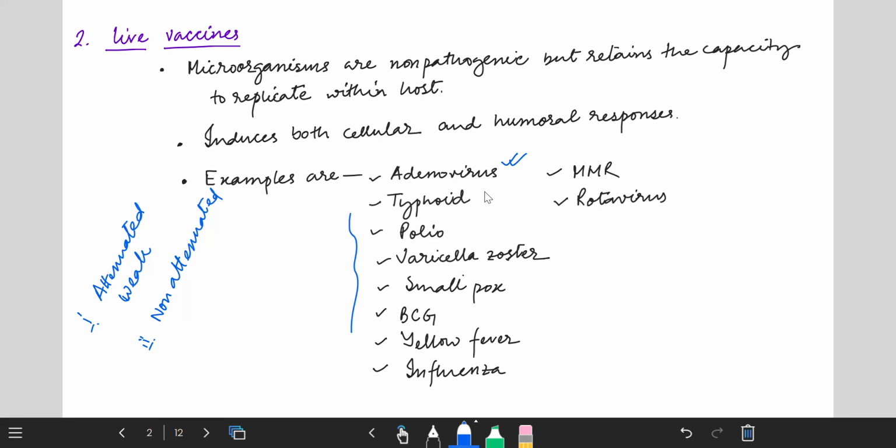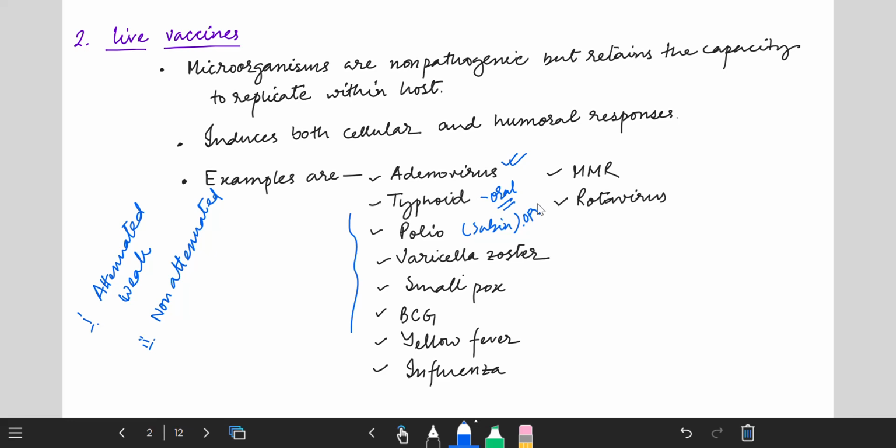So typhoid here is given by oral route. This oral typhoid vaccine is a live attenuated vaccine. And others are polio vaccine, that is the Sabin vaccine. The Sabin vaccine is also known as oral polio vaccine or OPV, which was developed by microbiologist Albert Sabin. That's why the name is Sabin vaccine.